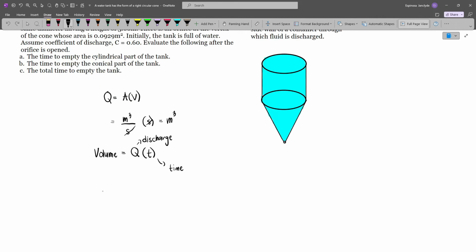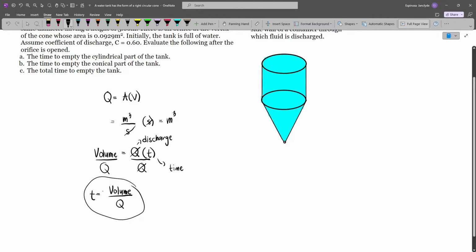And so, diba, what we are trying to find here is the time. And so, to find time, we will divide both sides by Q. Divide natin to by Q, and also this one. And so, magka-cancel to, and then yung T natin will become volume divided by Q. Ito yung formula na gagamitin natin.